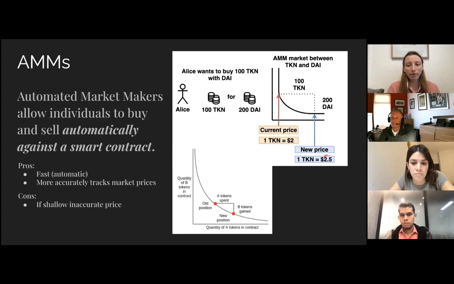So I will cover the arbitrage that this creates when we get to the arbitrage section.